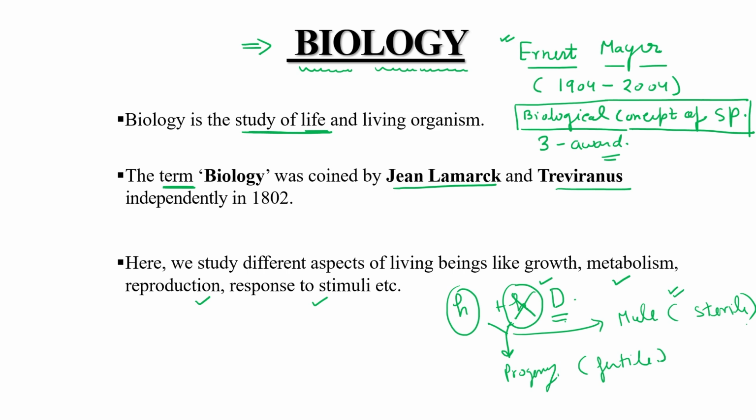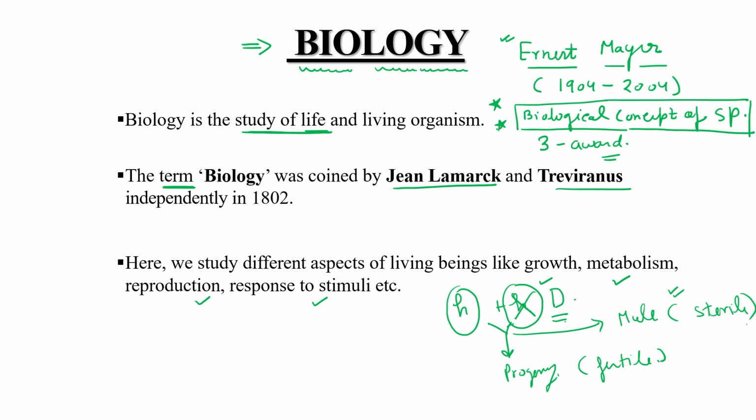This particular important concept is known as the biological concept of species, and it was given by Ernest Mayr. He is a very renowned, well known scientist, awarded three very renowned awards in the biological community, and he is very well known as the Darwin of the 20th century.